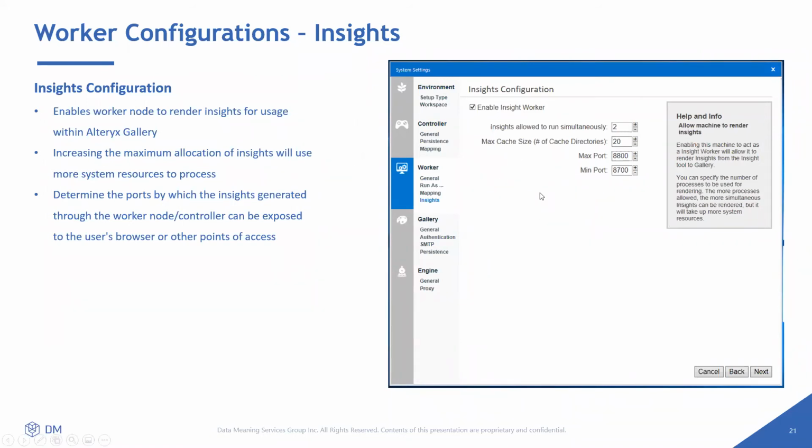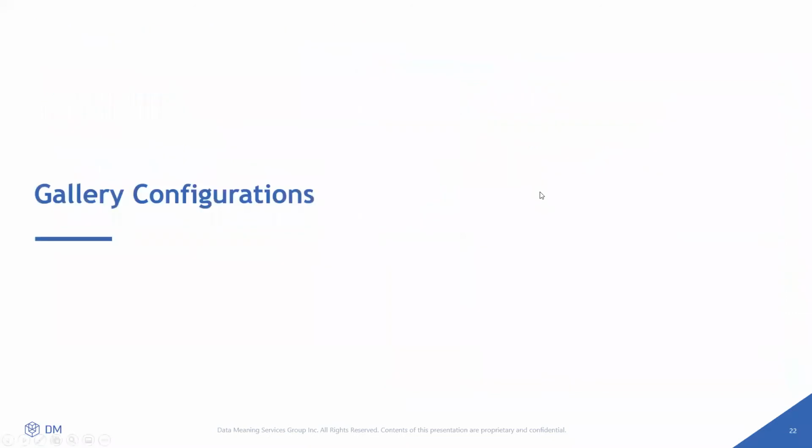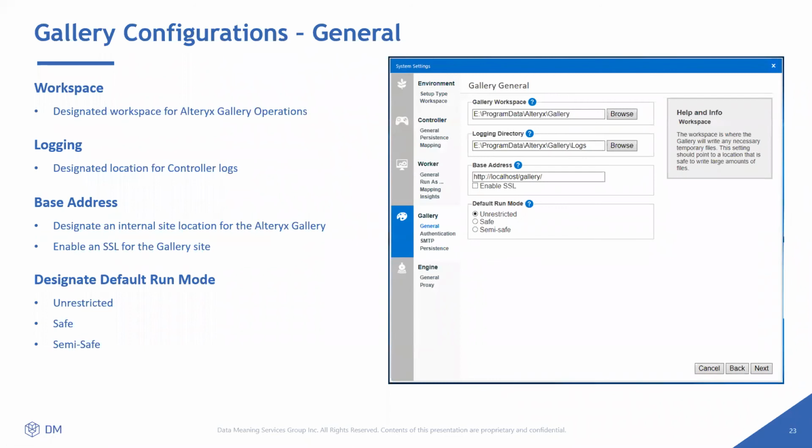So now that we've covered that controller and the worker piece, we're going to start moving a little bit more on the user-centric side. And this is the gallery configurations. Right off the bat, just like before, we have a general tab that's going to talk about the workspace and where we're going to hold any of the jobs or operations that take place with the gallery. The other thing of big note is the logging directory. So in this area, we're going to store any logs of anything that takes place in the gallery.